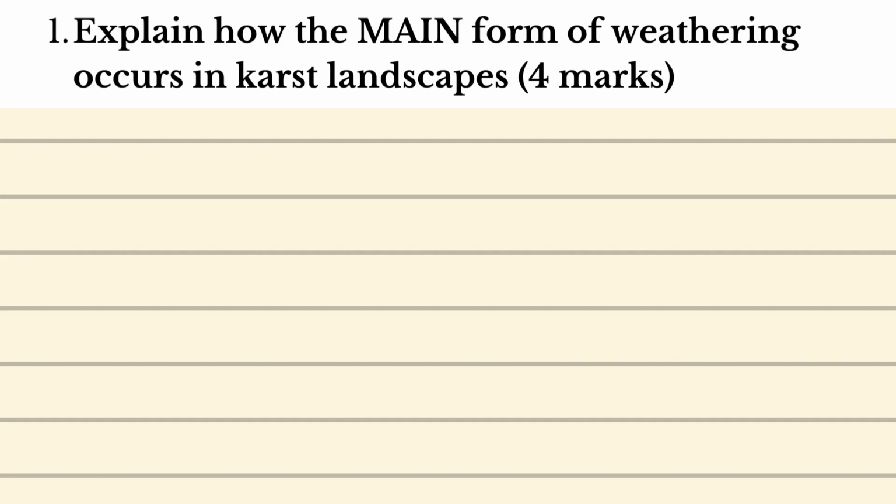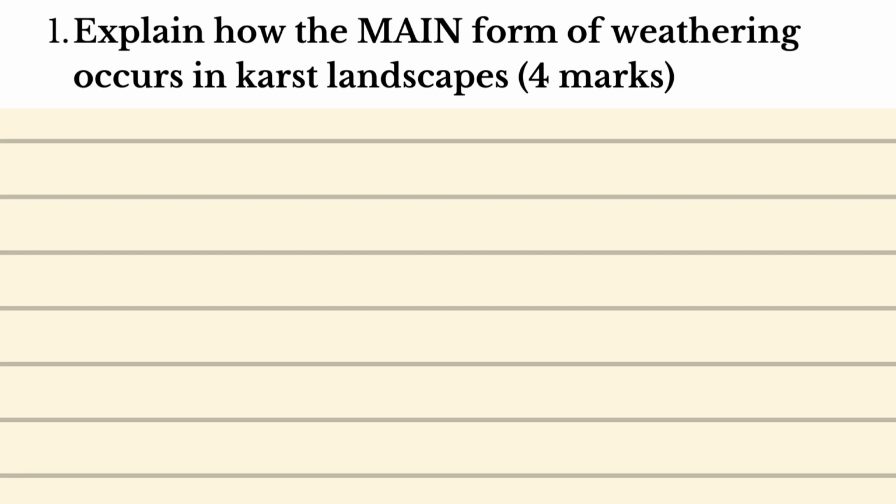The first question is about the process occurring on limestone landscapes. It says, explain how the main form of weathering occurs in karst landscapes. And this question is worth 4 marks. I think that for pointing out carbonation as the main process, you should be able to get a mark, which means that you need to try to earn 3 more marks.